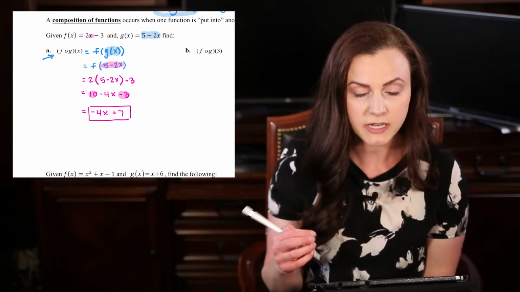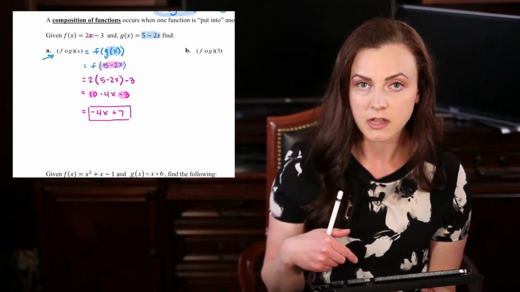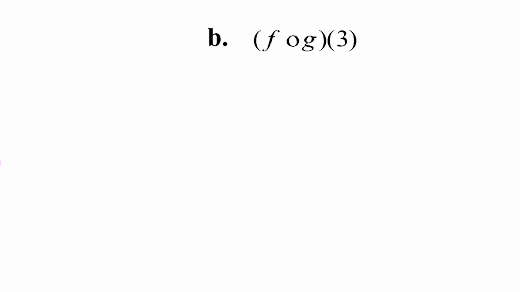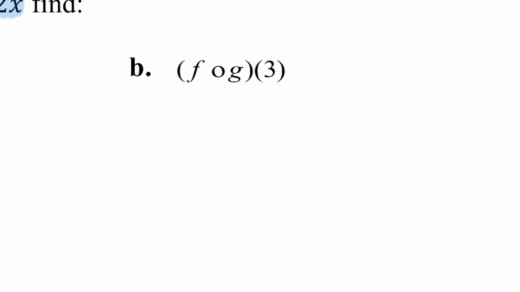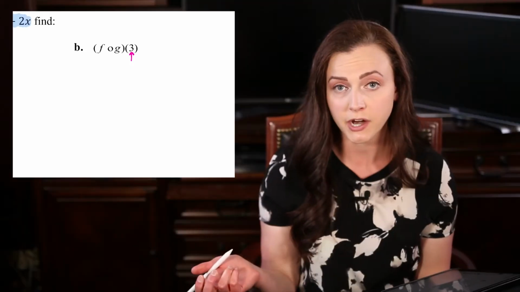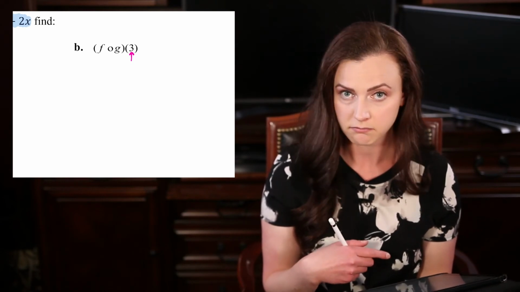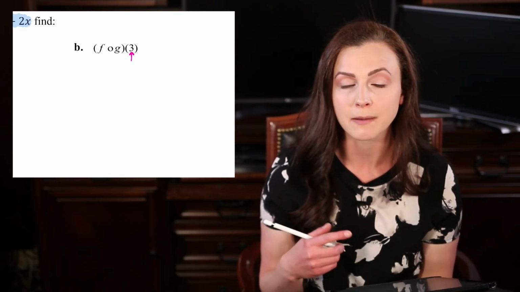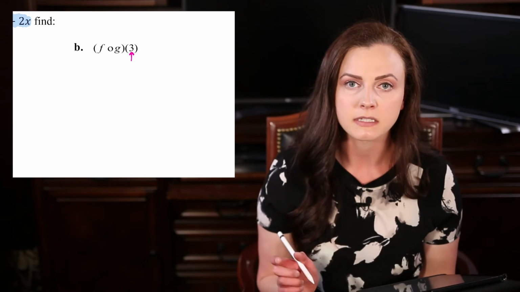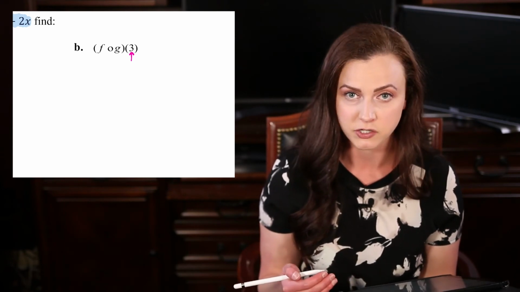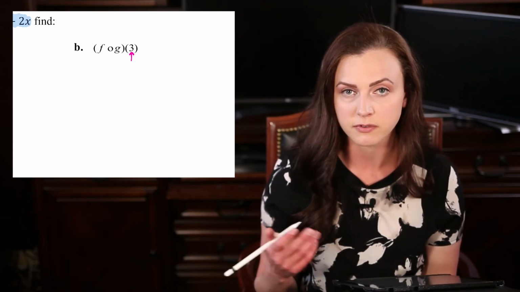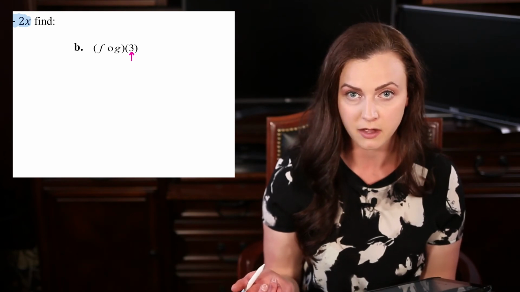Okay, so that's how we put one function into another. Now on part B, we have f of g of 3. So rather than a function, we have this constant 3. We actually already found f of g of x, just barely, so we could just take 3 and plug it into that function. But sometimes you don't already have that function, so it's easier to just do it from scratch, and that's the way I'm going to show you right now.